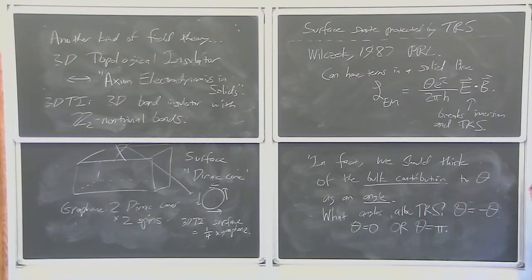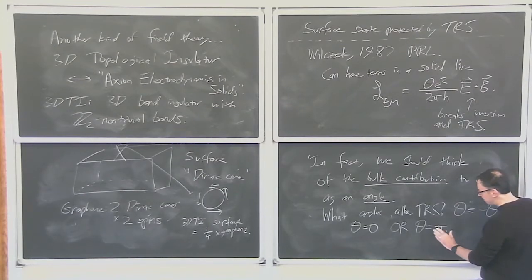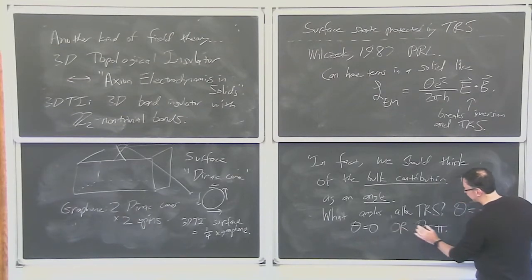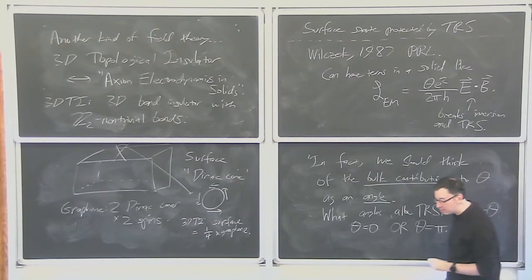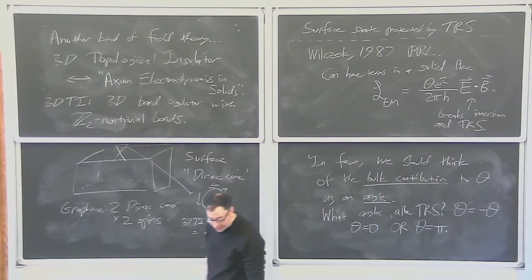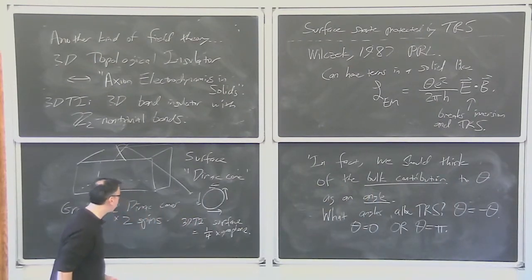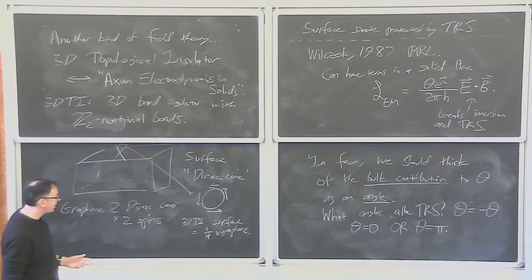So the point of Wilczek's paper, although the language could probably be modernized in a couple of places, was that bulk materials with time reversal symmetry should actually come in 2 flavors. There should be theta equal to 0 materials and theta equal to pi materials, where theta means the coupling of E dot B in the right units. And we now agree that he was right, and those are just the ordinary and topological insulators.